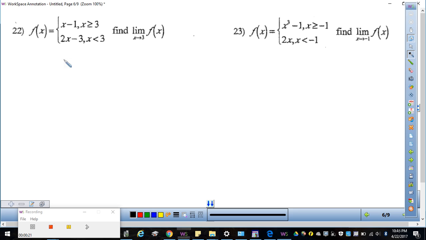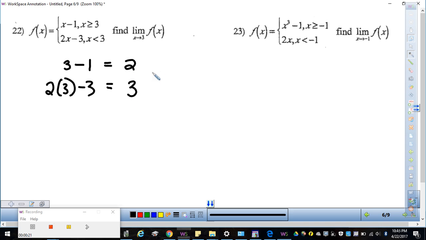Okay, moving on, now we're looking at some piecewise functions. So we want to think about just plugging it in. This time we're dealing with the x value of 3 as x approaches 3. So for the top part, 3 minus 1, we get 2. When we plug it into the bottom one, 2 times 3 is 6, minus 3 is 3. So because these are different, they're not the same, we're going to say that it does not exist.